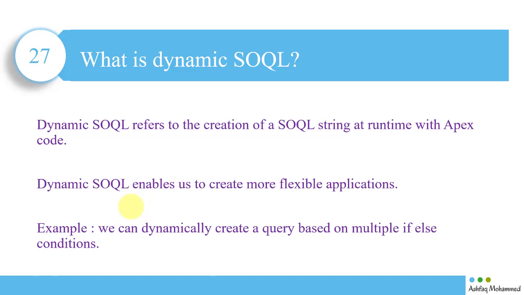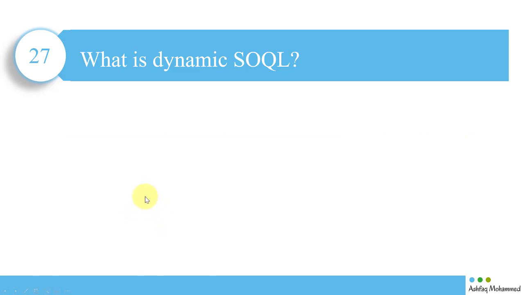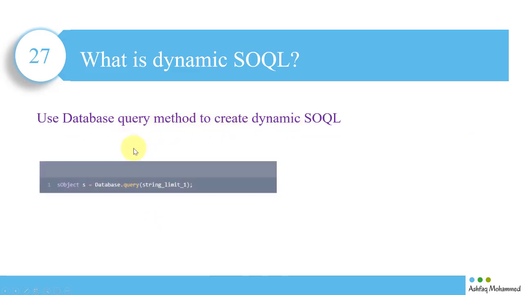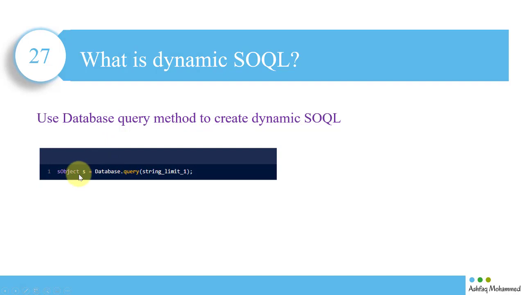In my else condition, if it is a credit card, then my query with extra fields for credit card will be executed, right? So in those complex type of scenarios, you can use dynamic SOQL as well. Okay, so use the database query method to create the dynamic SOQL. So how do we create the dynamic SOQL? We have something called database.query.